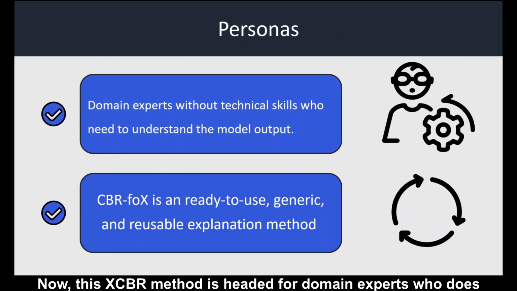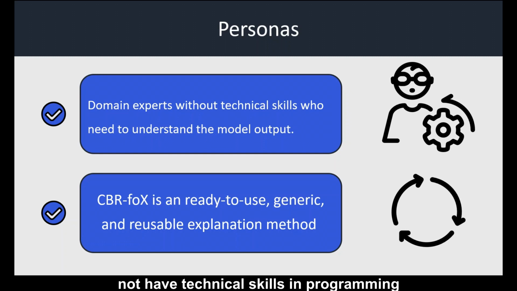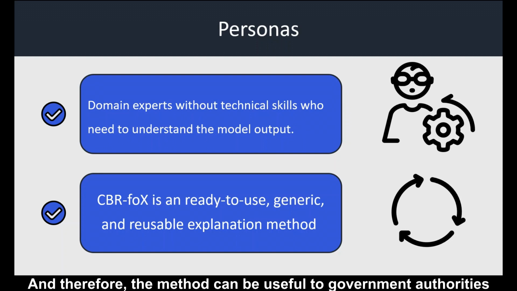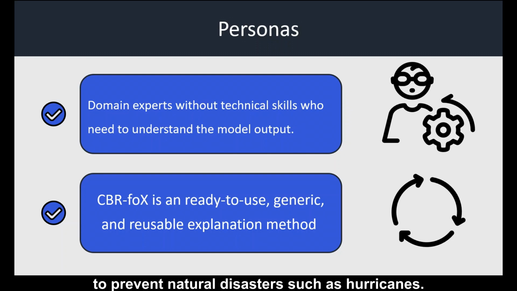Now, this XCBR method is headed for domain experts who don't have technical skills in programming to understand the output of this one, and therefore the method can be useful to government authorities to prevent natural disasters such as hurricanes.